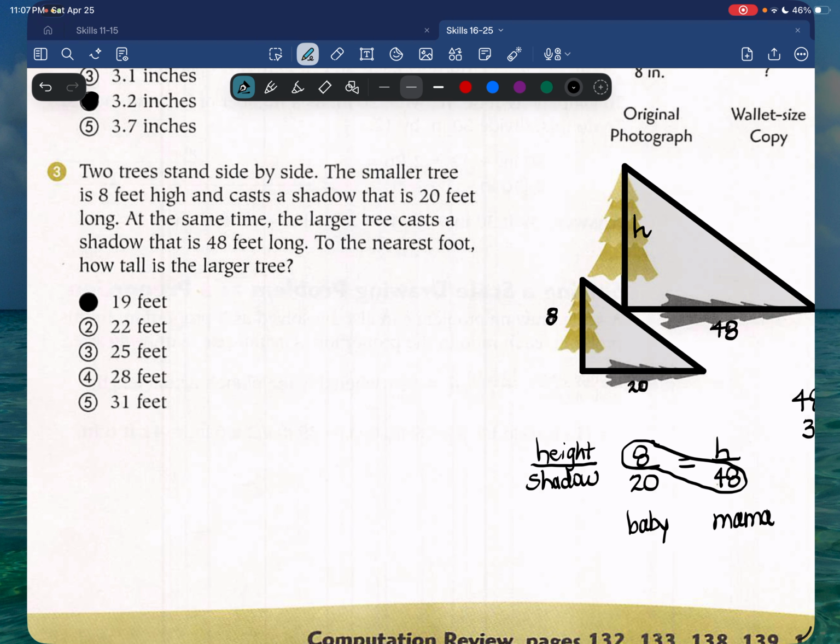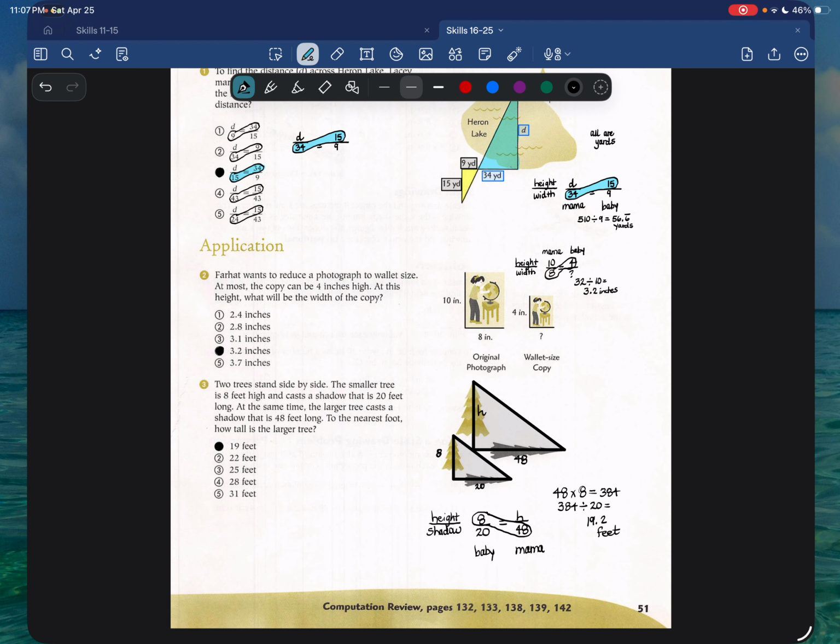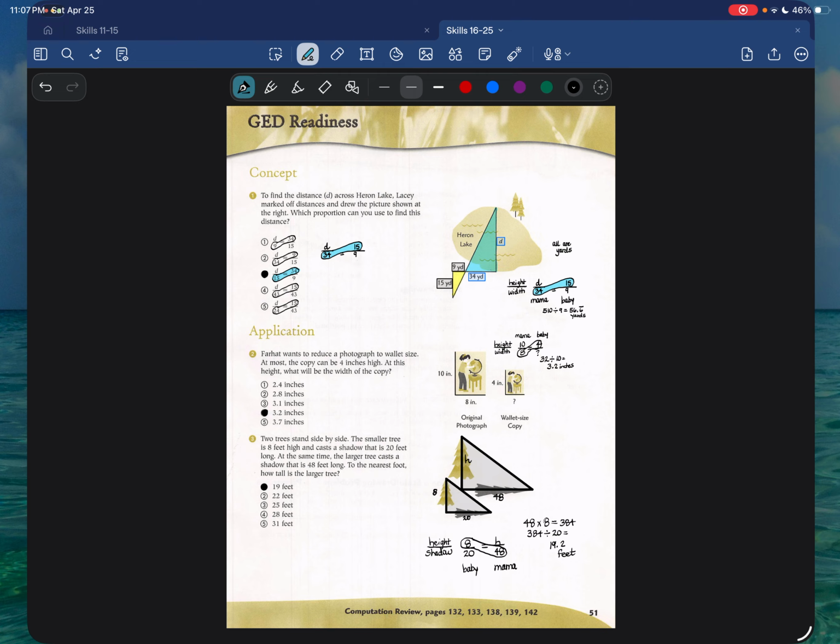Some common ones of these are the height of a flagpole, the height of a tree, the height of a building, where you use something that you can measure to estimate something you cannot measure. Very useful skill if you're trying to calculate heights and distances.